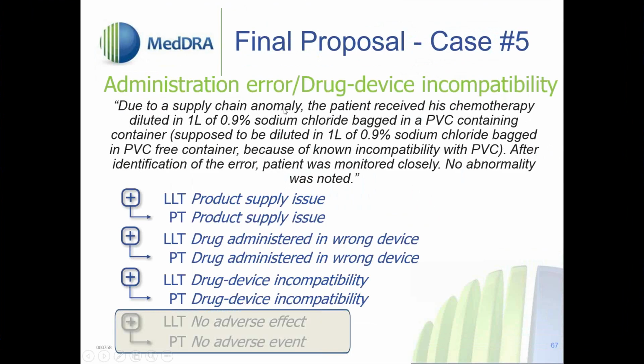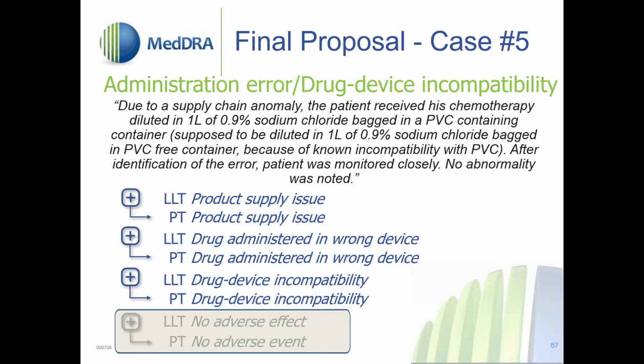Yeah, so first of all, it's really stated in the verbatim, after identification of the error. So there was a supply chain anomaly, and it's clear that the wrong devices, the wrong containers were delivered to the clinic. And this was not detected. It was an error. And then, although there was a known drug device incompatibility, these PVC containing containers were used for administration of the chemotherapy. That's why it can be considered an error.